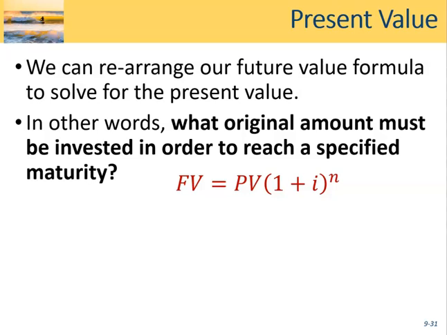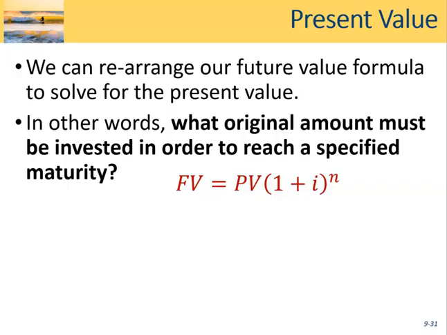So as you can see, we're using not only algebra here, we're using BEDMAS, right? Because we have to do what's in the brackets first. Then once we have the brackets, then we have to do the exponents before we do the multiplication by the present value. And that's to get the future value.